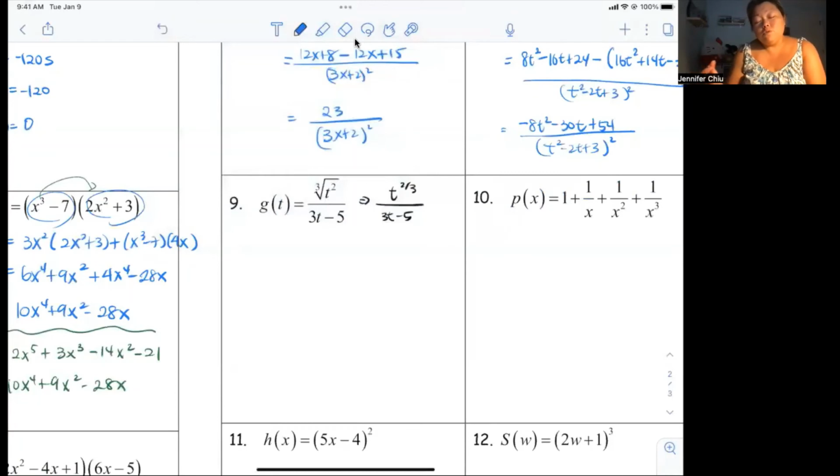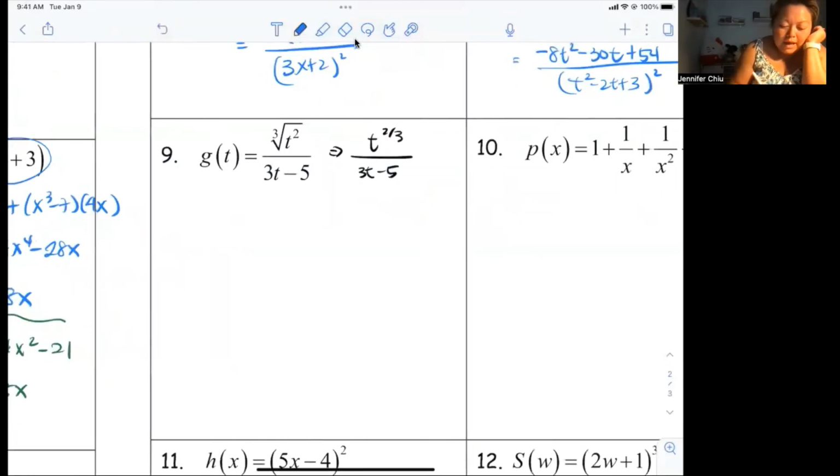Honestly, I avoid quotient rule as much as possible because I find that with the subtraction, it gets a little bit more confusing. So I try not to do that. And there are other tools later that will help us overcome that hurdle of not using the quotient rule. Okay. All right. So I have quotient rule here.